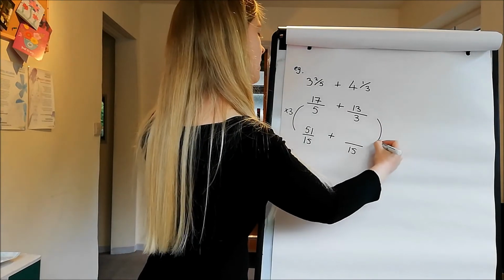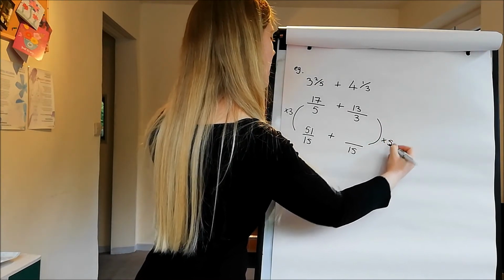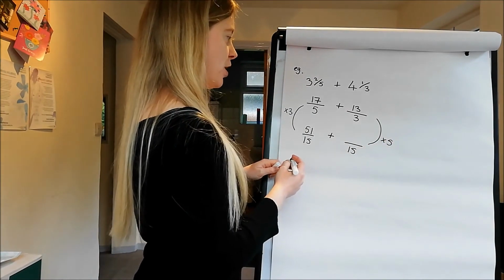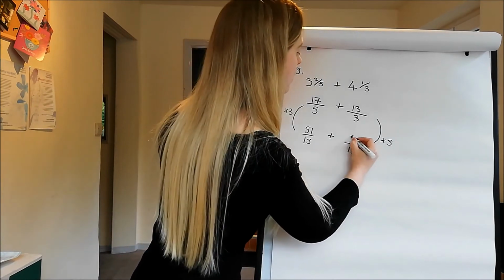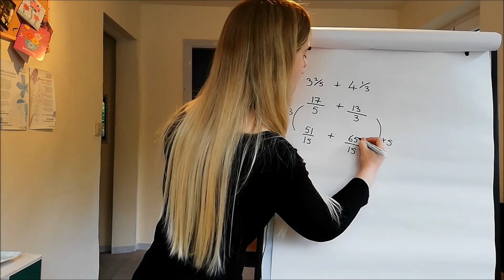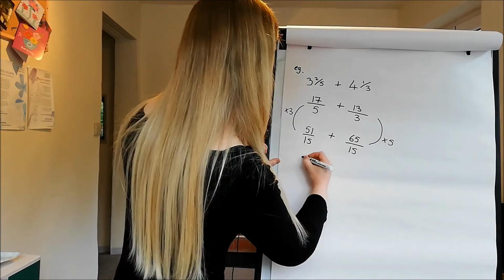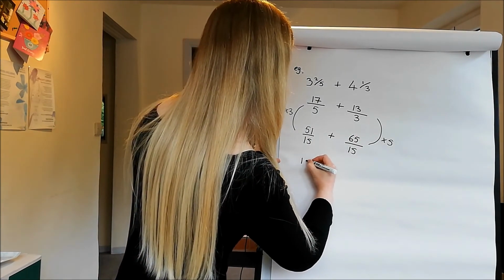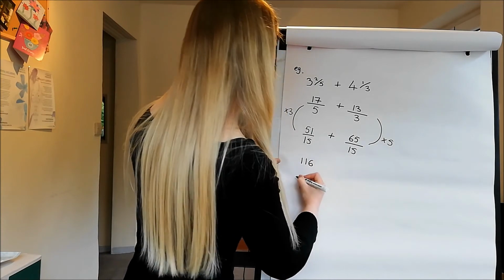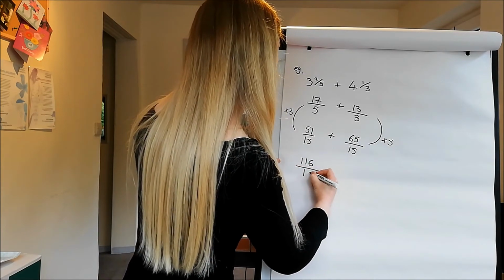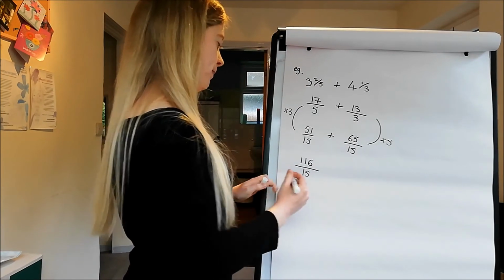To get from there to there, I timesed by 5. So I need to times 13 by 5 as well, which gives me 65. And then I add those two together to make 116 over 15.